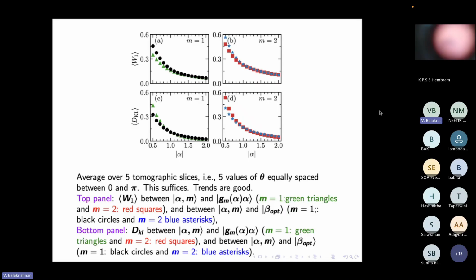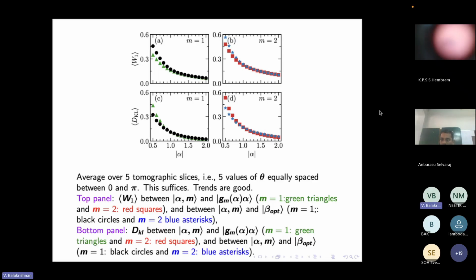You will see that we are talking about an average value of W1, an average value of DKL, and so on. By average, we mean compute W1 between the two states of concern to us in a given quadrature. Repeat this in different quadratures. Take the average value. Now, you will use as many quadratures as is required for convergence of these average values. In fact, we have only averaged over 5 tomographic slices, and these values of theta have been equally spaced between 0 and pi. The trends are very good because you see that the average value of W1 goes down, and similarly DKL.